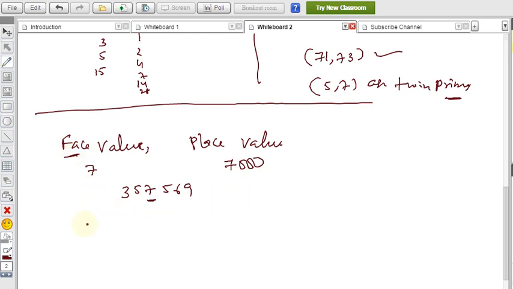Now if you take 3, what is the face value of 3? The face value of 3 is 3 itself, but the place value: after 3 we have 5 digits, so 5 zeros, that is 3 lakhs. Place value, we can know from the meaning itself: ones, tens, hundreds, thousands, so 7,000 is the place value. The place value of 6 is 60, but the face value of 6 means 6 itself. So this is the difference between place value and face value.